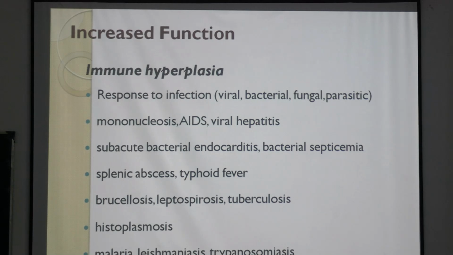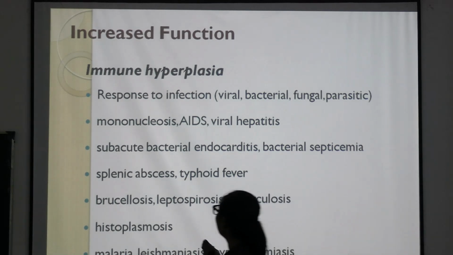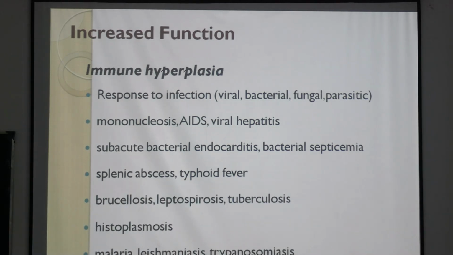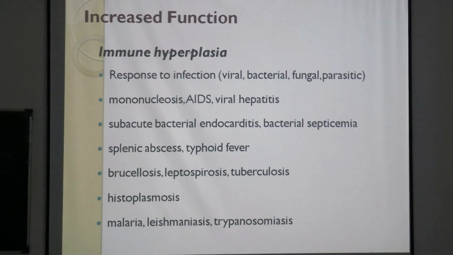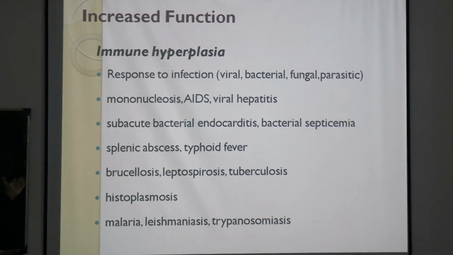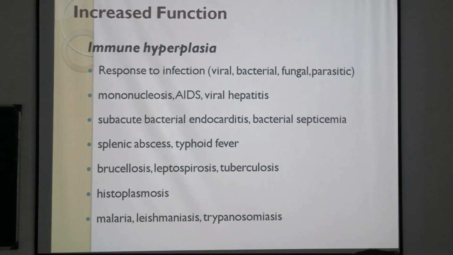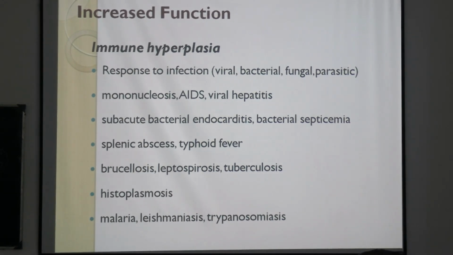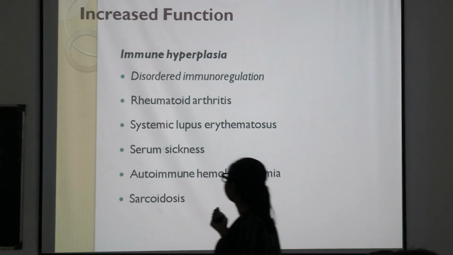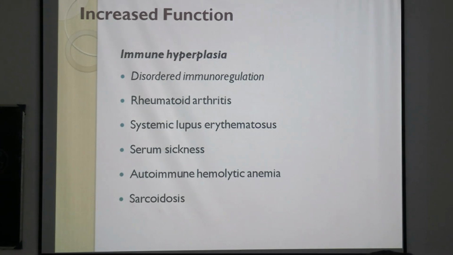Then immune hyperplasia. What all can cause an increase in these immune cells? All these infective conditions: hepatitis, mononucleosis, brucellosis, leptospirosis. Most of the infections that you can think of will cause an increase in the immune cells, right? Malaria, very important, leishmaniasis. Then what else is there?